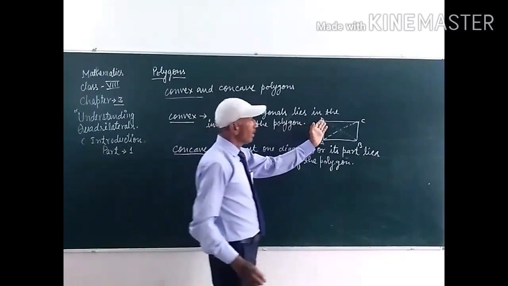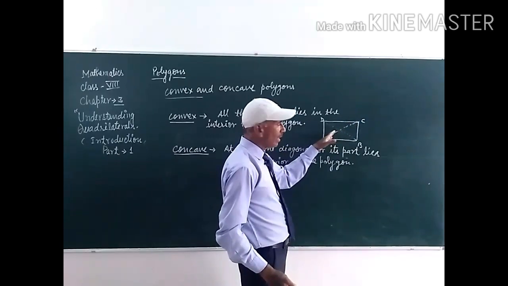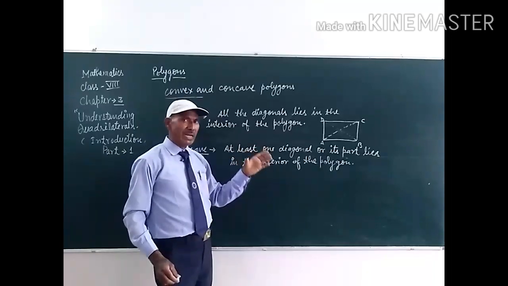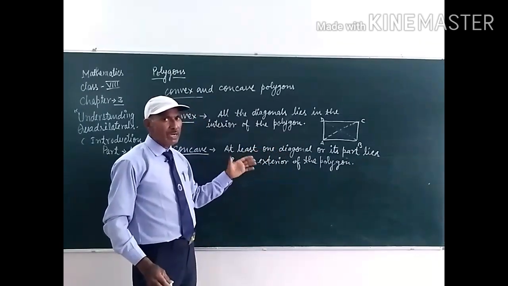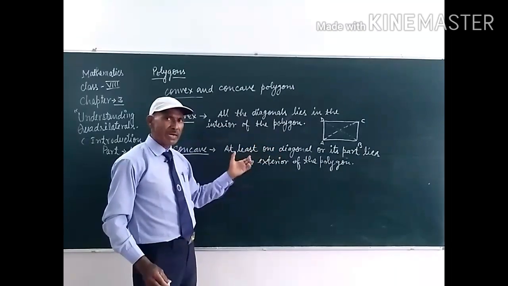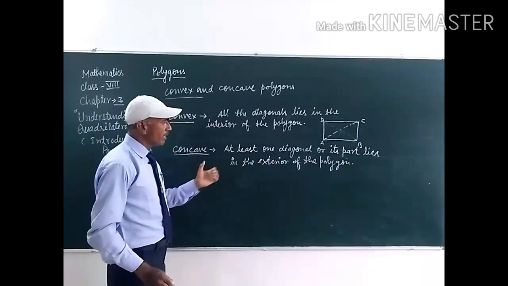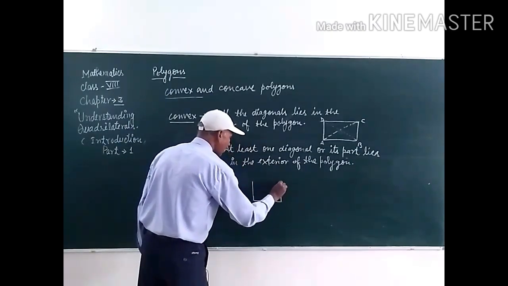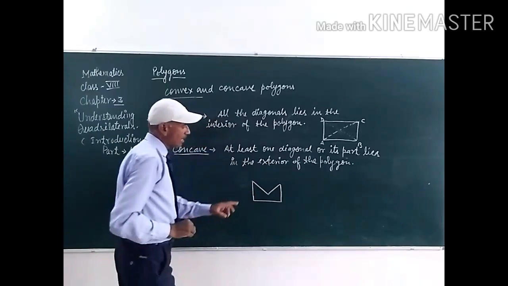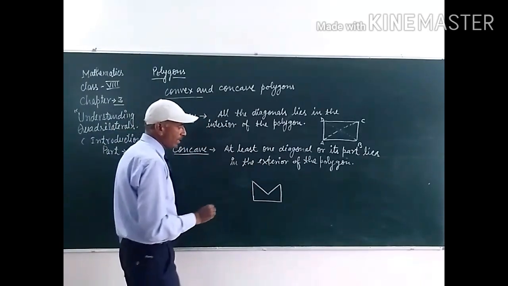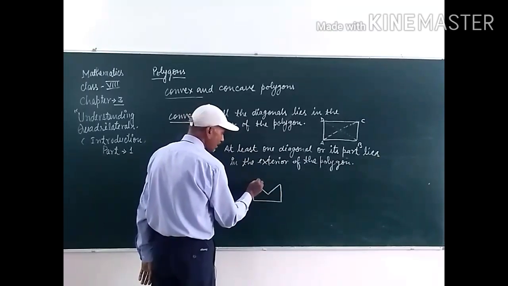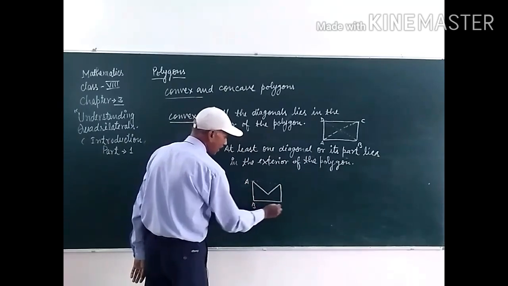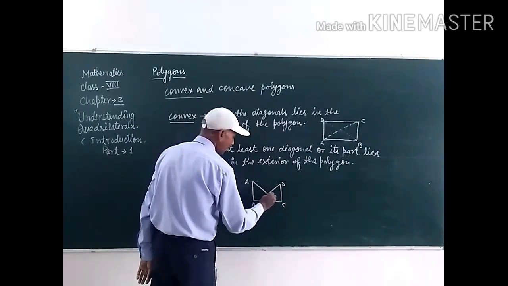In this figure, student, these diagonals lie in the interior of the polygon, and in concave polygon, at least one diagonal will lie exterior of the polygon. One diagonal or its part will lie exterior of the polygon. So for example, suppose we are taking a figure like this. This is also a polygon, student, and in this polygon, this diagonal lies exterior of the polygon, A, B, C, D, E.